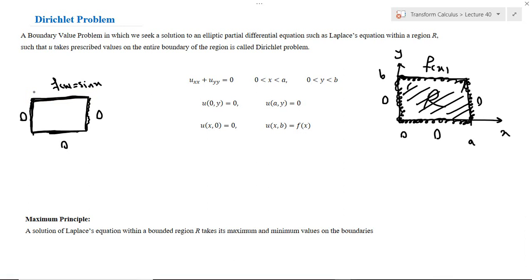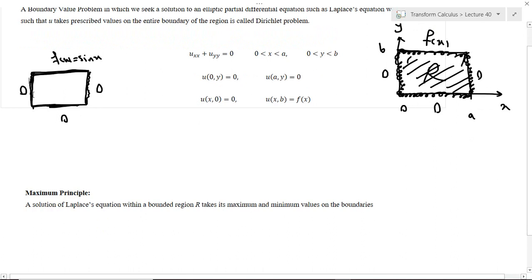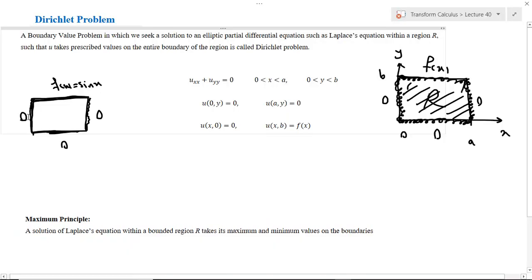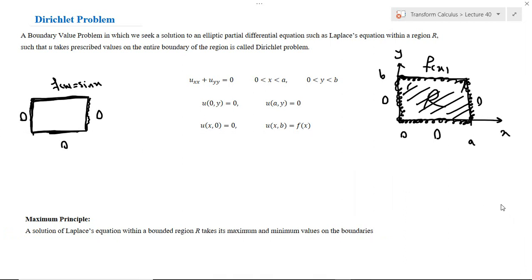So that's the definition of Dirichlet problems, and we have a maximum principle for Dirichlet problems. Based on this principle, a solution of the Laplace equation within a bounded region R takes its maximum and minimum values on the boundaries. So if I give you a Laplace equation and ask where the maximum and minimum values of your function are, without solving the problem, you can say that it happens on the boundaries.